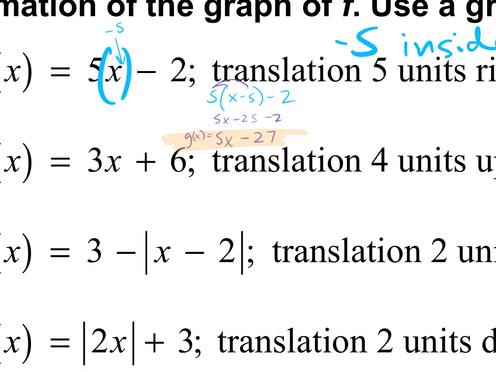All right, how would I show 4 units up? +4 on the outside. So when it happens on the outside, we just attach it to the end. So +4. So g of x is equal to 3x plus 10. Perfect.